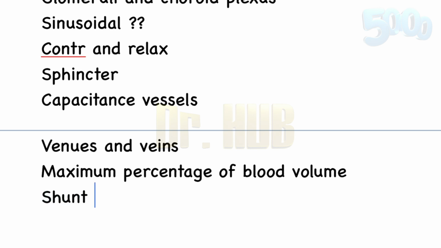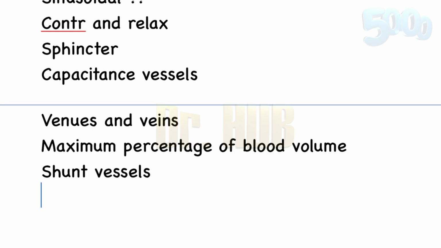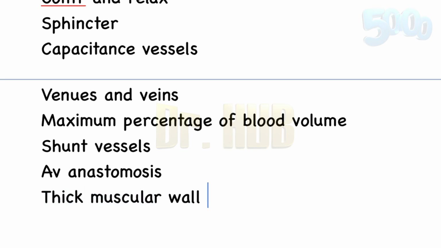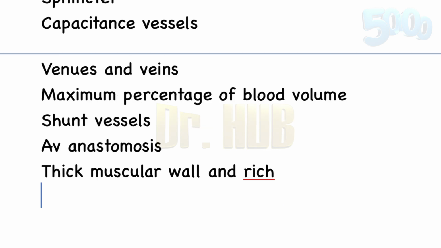Next are the shunt vessels. Shunt vessels include the anastomoses, that is the AV anastomoses, and they have a thick muscular wall and rich innervation. Shunt vessels are found in the fingertips and the earlobes.